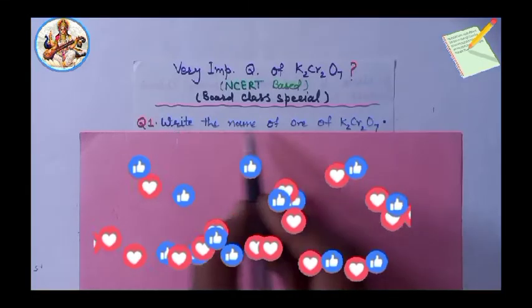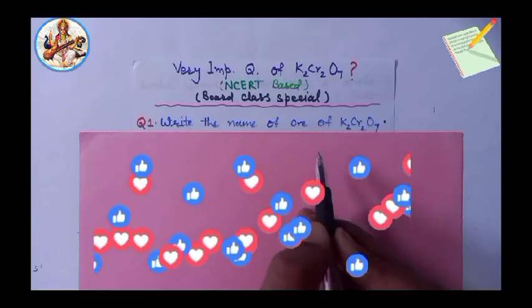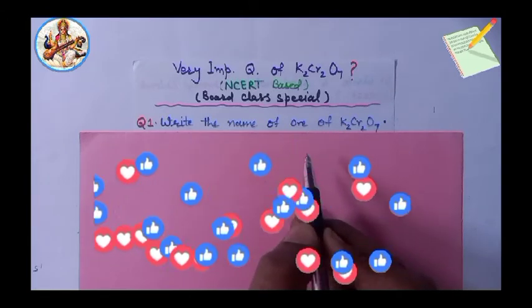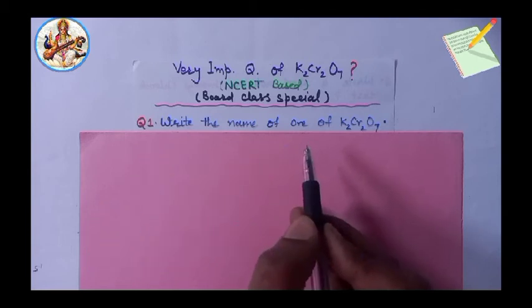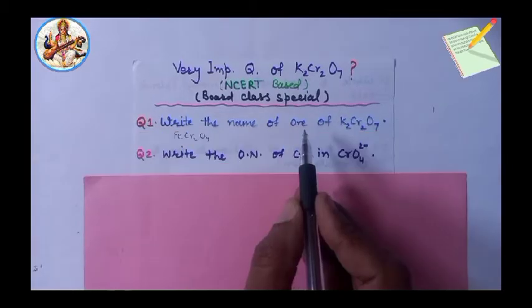First question: write the name of the ore of potassium dichromate. The solution will be chromite, FeCr2O4, chromite or chrome iron.